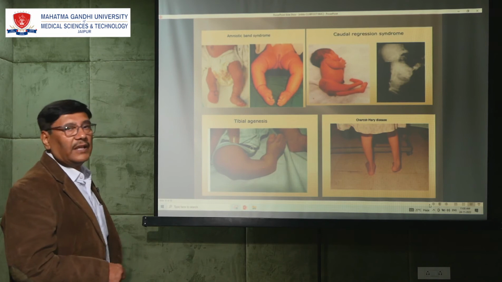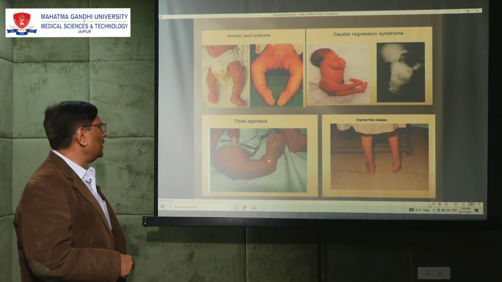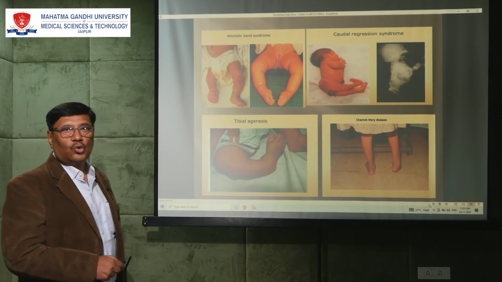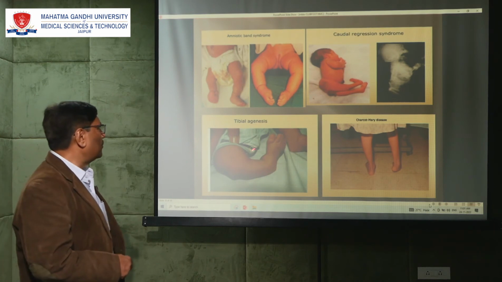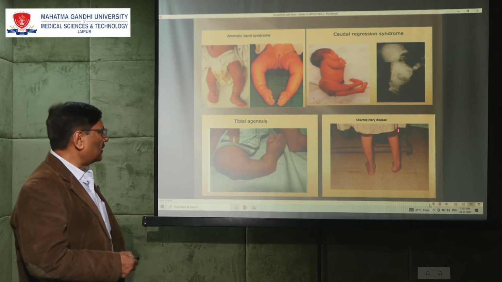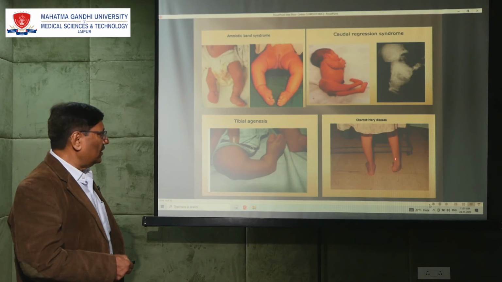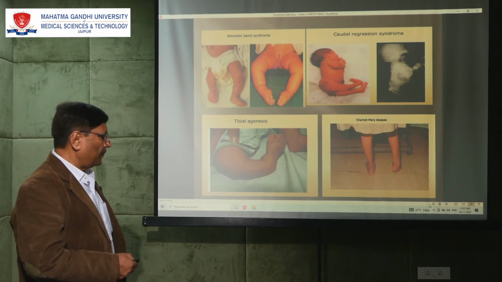Here there is tibial agenesis, poor development of the tibial bone. Obviously it will result in contracture of the tissues and a clubfoot may result. Charcot-Marie-Tooth disease, again a neurological involvement resulting in the clubfoot. As you can see, there is varus heel. You can see the forefoot is adducted. The heel is high, that is there is equinus.